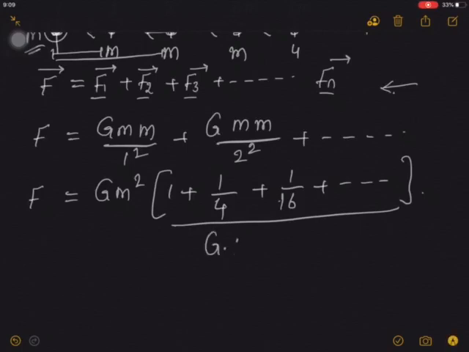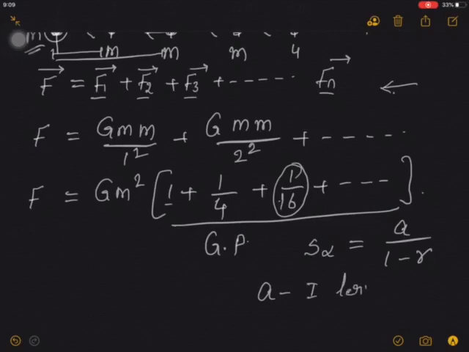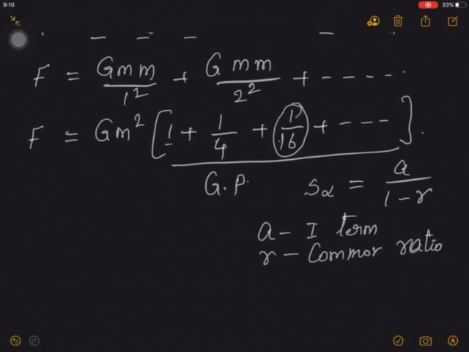See, the terms present in the bracket look like a geometric progression. You have to add 1 plus 1 by 4 plus 1 by 16. This is called the sum of n numbers. The expression for the sum of infinite numbers in a geometric progression is equal to a by 1 minus r. You know everybody, a is called the first term and r is called the common ratio.